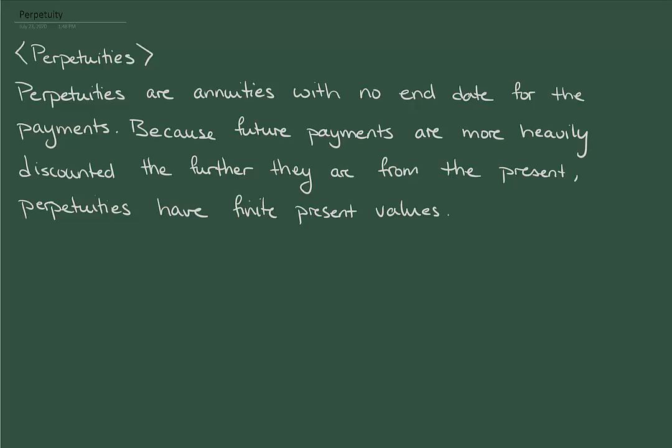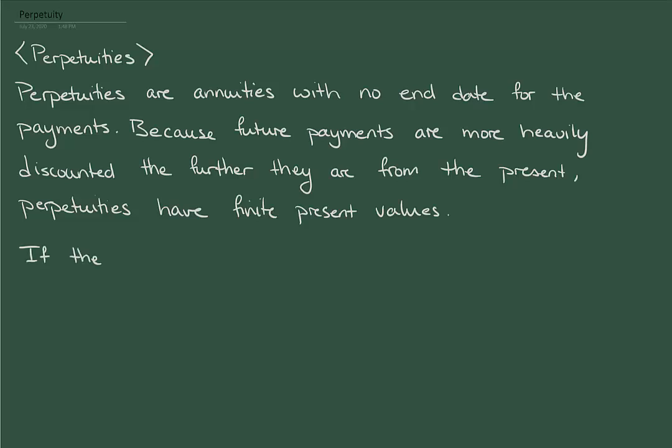The final thing we'll talk about for financial mathematics is perpetuities. Perpetuities are annuities which have no end date. They go on forever. It turns out that you can reasonably ask about their present value because future values are so heavily discounted that they don't significantly affect anything.